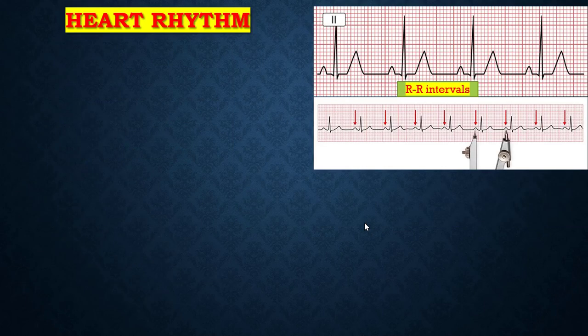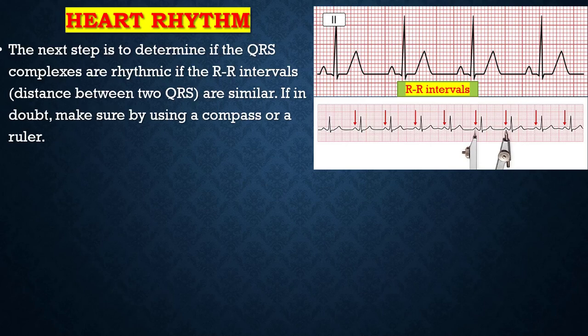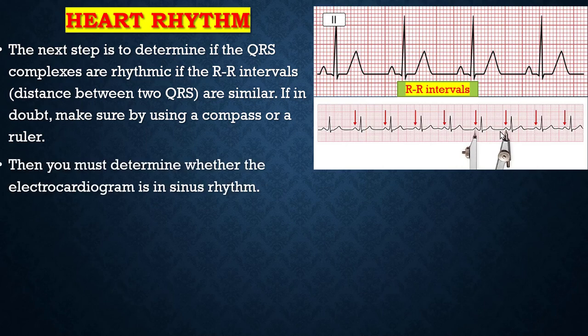Heart rhythm. The next step is to determine if the QRS complexes are rhythmic, that is, if the RR interval distance between two QRS complexes is similar. If in doubt, make sure by using a compass or a ruler. So you can measure the distance between the RR complexes by compass or ruler.